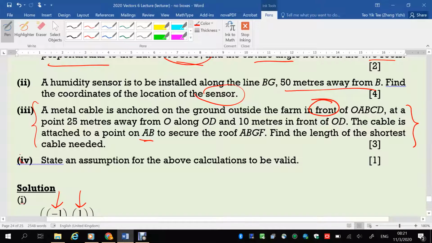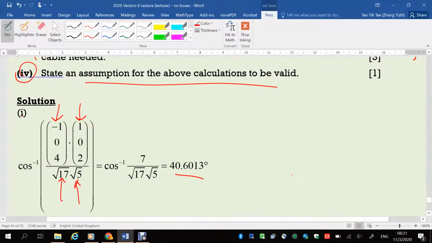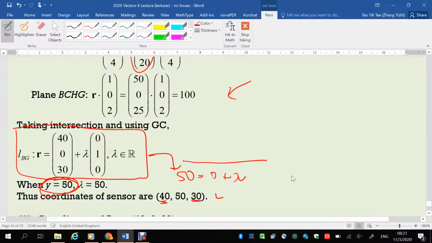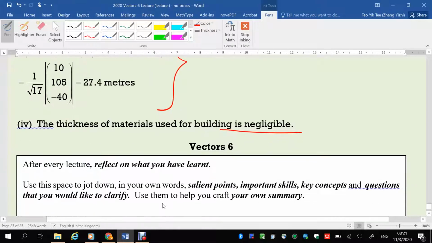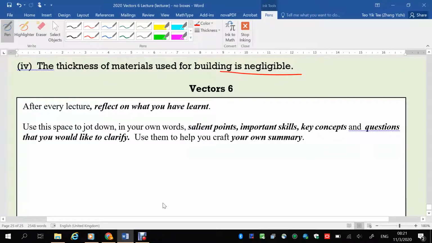And finally, the last part, state an assumption for the above calculation to be valid. So this is a bit of common sense. You must understand that the thickness of the material used for the building is negligible, because if thickness comes into play, your various position factors will change, because your roof is no longer one flat piece. There's a thickness involved. The various coordinates are going to be different. So this is part 4. It's not something that we can really teach. It's something more commonsensical. We'll come to the end of the vectors chapter.